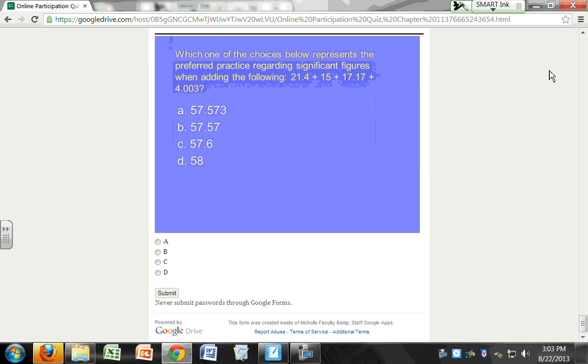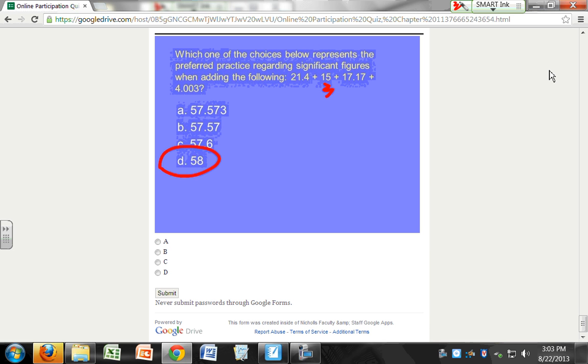All right, which of these is a preferred practice for Sig Figs? I'm adding, so I keep the lowest number of decimal places. This one has 0 decimal places, so D is our right answer. It also just happens to have the lowest number of sig figs, but that's not relevant.